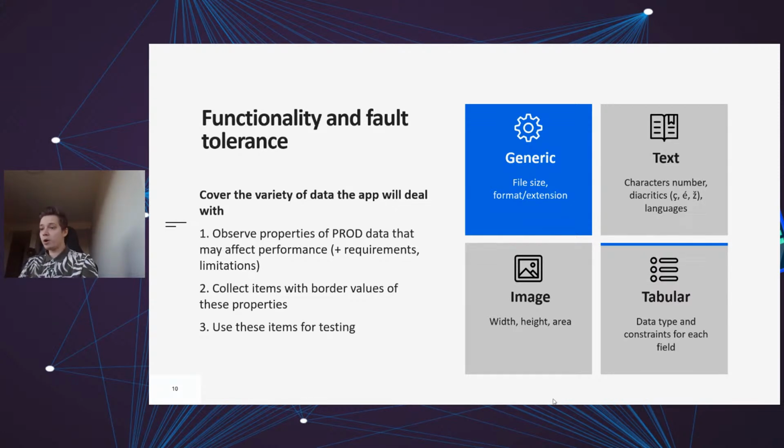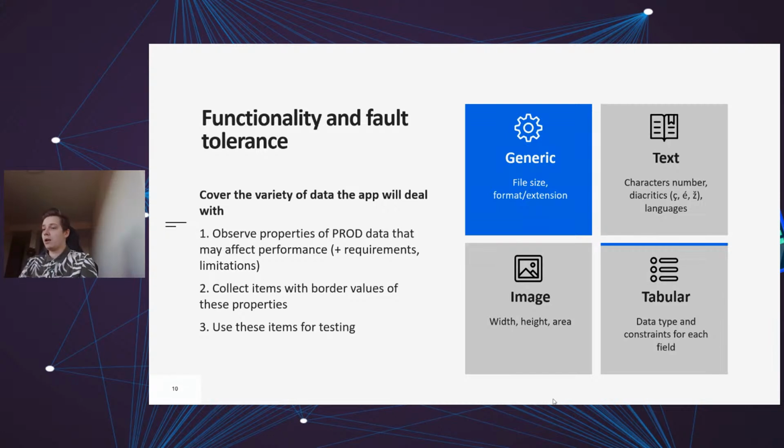But well, what are these data properties that may affect functionality and performance? Generic ones are file properties like file size, format, and extension. The ML side can fail on processing large files or files with certain extensions. There can be bugs in model serving code, unknown limitations, or misconfigurations.